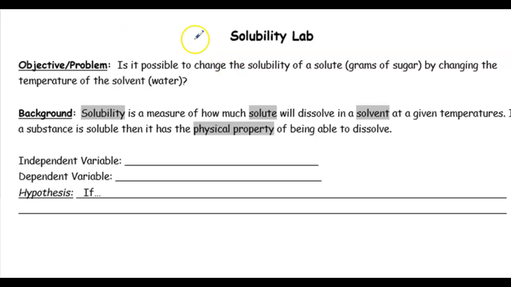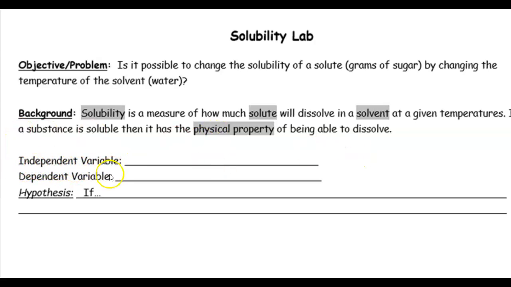All right, we're going to take a look at doing a lab. First, look at your question. Is it possible to change the solubility of a solute by changing the temperature? According to our notes, we assume it is possible. Don't forget, solubility measures the solute, the material that dissolves, into a solvent at a given temperature. And we know it's a physical property.